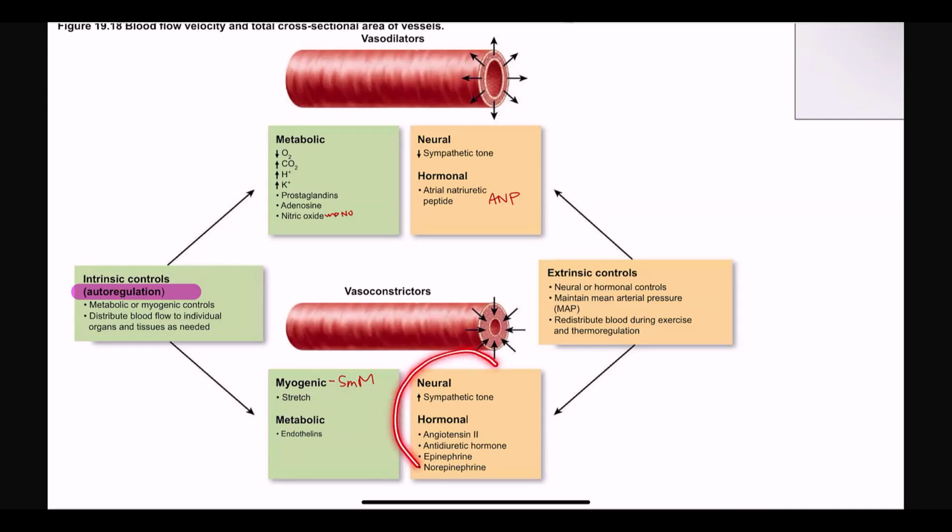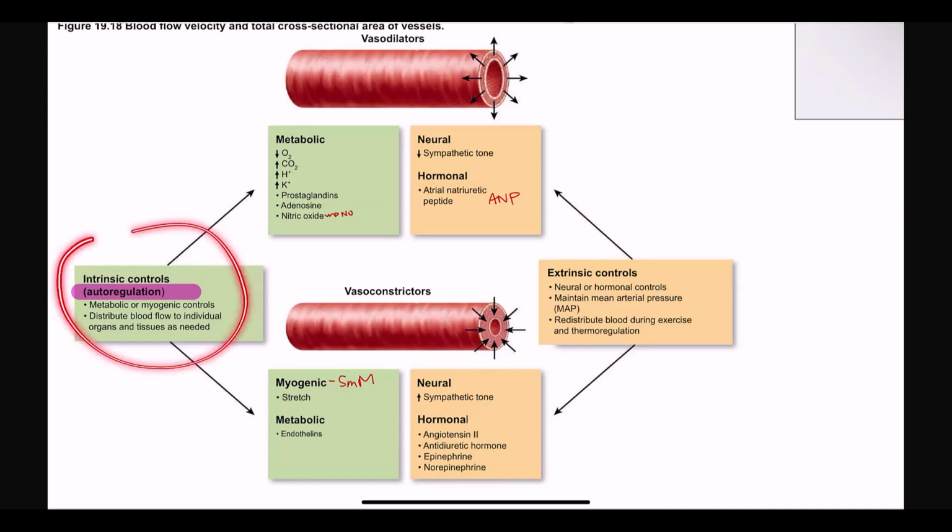On the extrinsic side, we still have the same guys, neural, hormonal. And this is a lot of the same things that we talked about in the last video that influence blood pressure. So by increasing sympathetic tone, we're going to increase vasoconstriction. But also this happens to increase the blood pressure as well. And we talked about all of these hormonal controls back in the previous video too, because they all increase blood pressure, and they all also increase vasoconstriction. And those two ideas, vasoconstriction and an increase of blood pressure, are related.